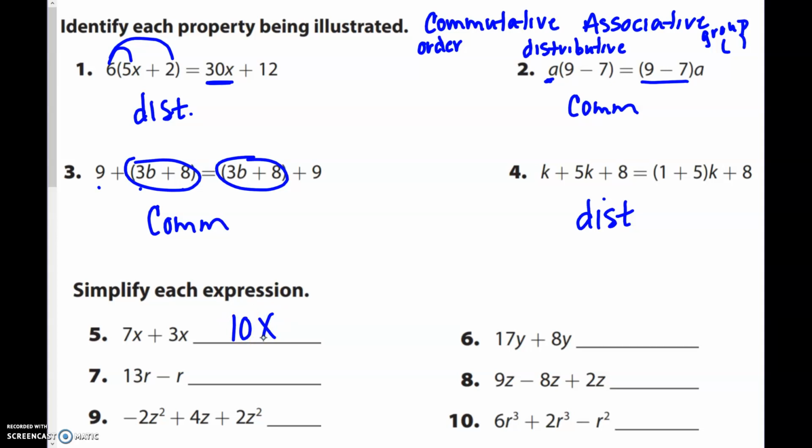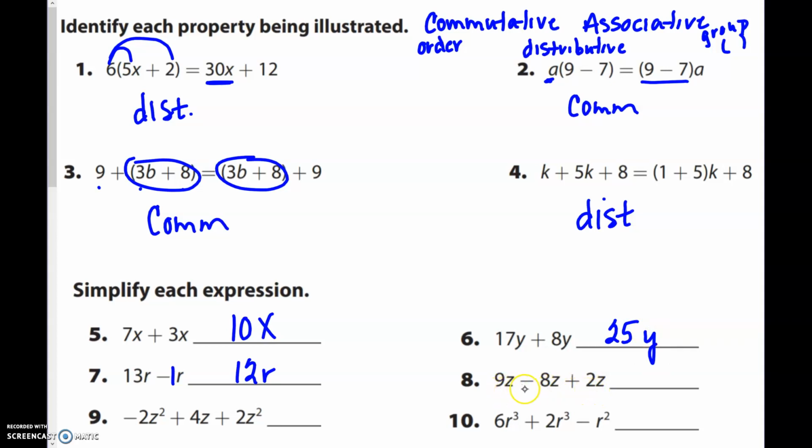Number 7, the biggest thing that we have to pay attention to is that r. What is the coefficient or the number in front of the r that math people don't often write? And remember, that's a 1. So we're doing 13r minus 1r is 12r. All right, number 6 looks like they're both y's. So 17y plus 8y is going to be 25y. All right, number 8, that looks like a z, a z, a z.